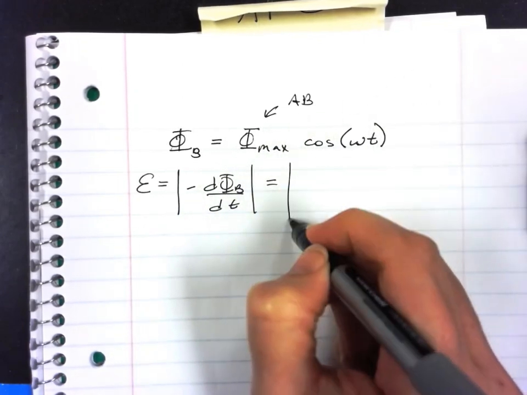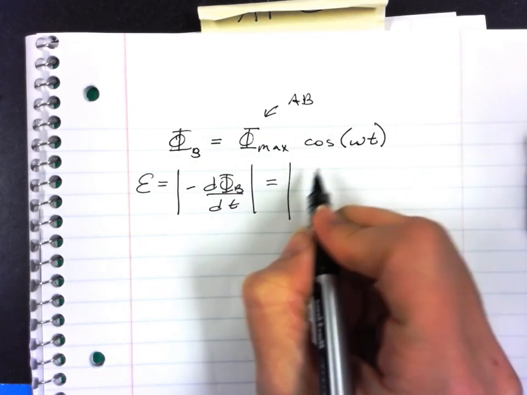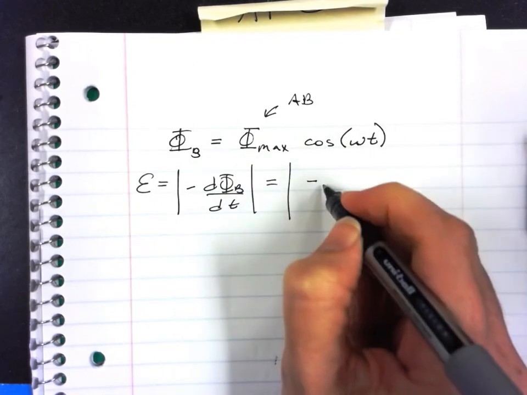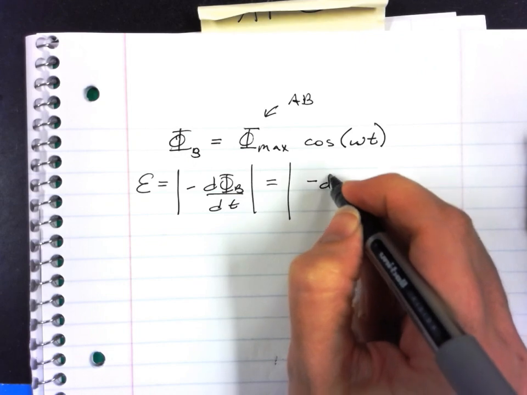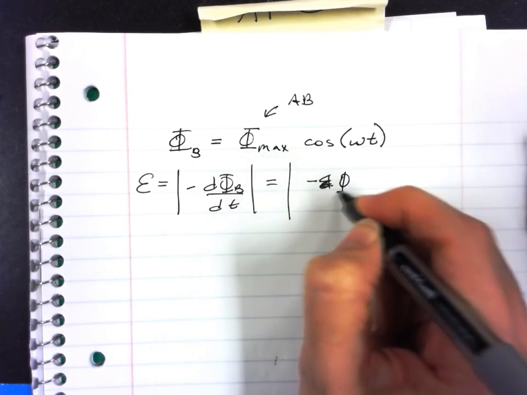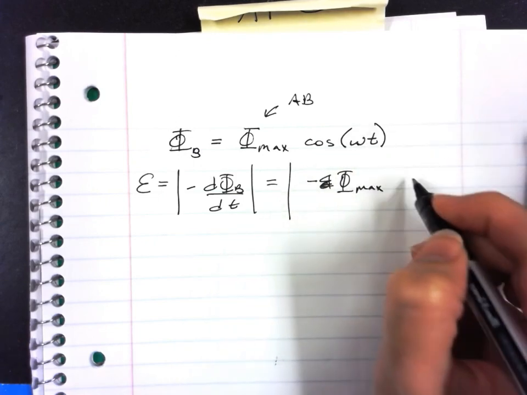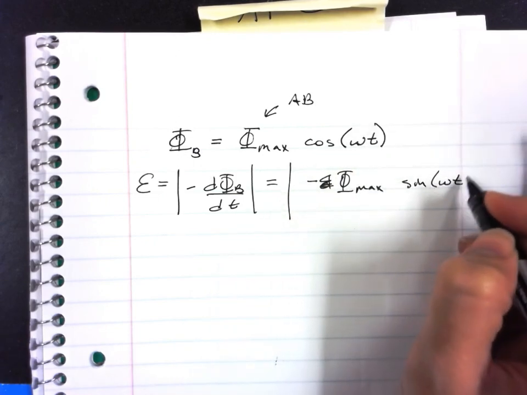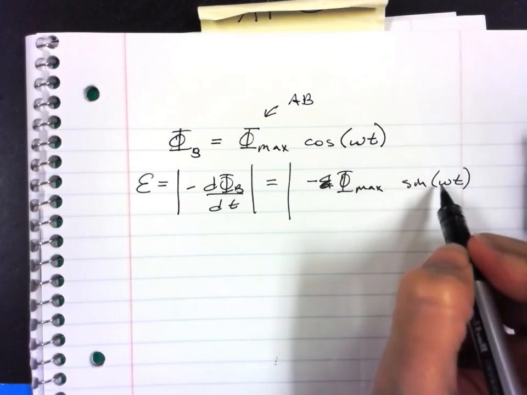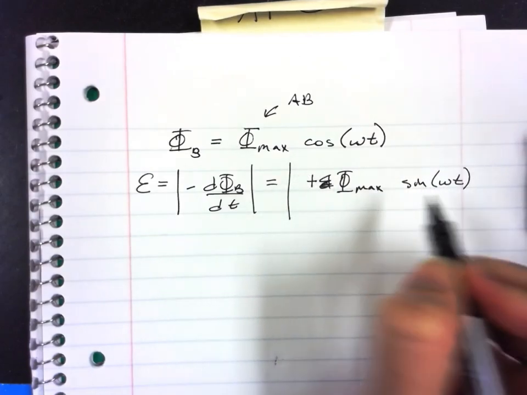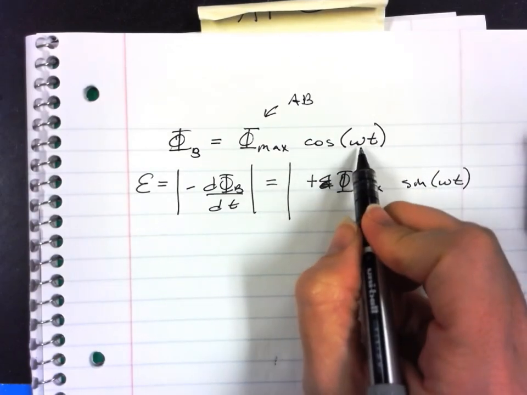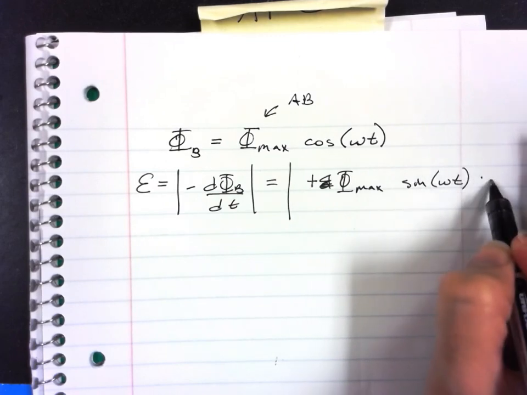well, let's put it in here. We're going to have negative, this is a constant, so it stays outside. And the derivative of cosine. Excuse me, the derivative of cosine is negative sine, so that makes this positive. And then you've got to multiply by the derivative of the inside. So you multiply this by omega.